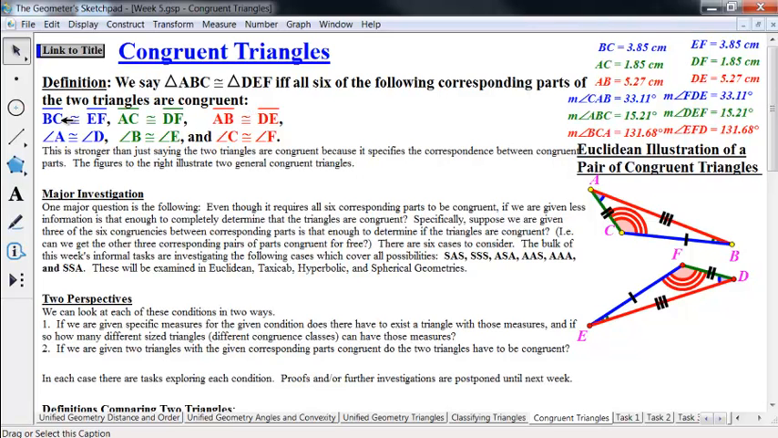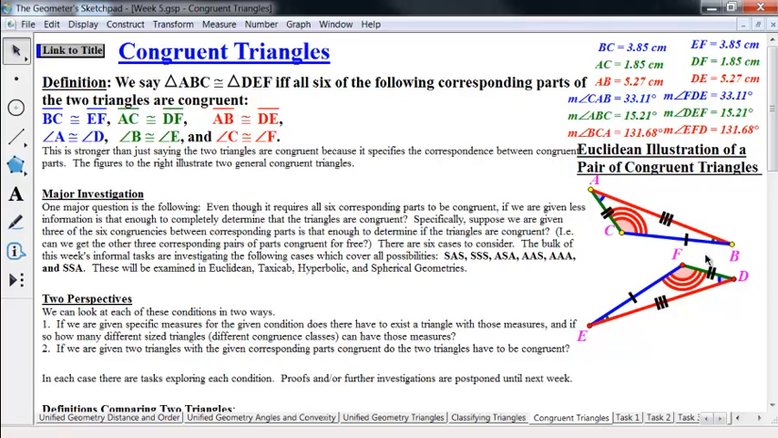So specifically, side BC is congruent to side EF, AC is congruent to DF, and AB is congruent to DE. So the angles, the interior angle at A is congruent to the one at D, the one at B is congruent to the one at E, and the one at C is congruent to the one at F.